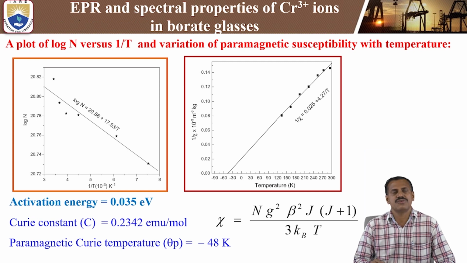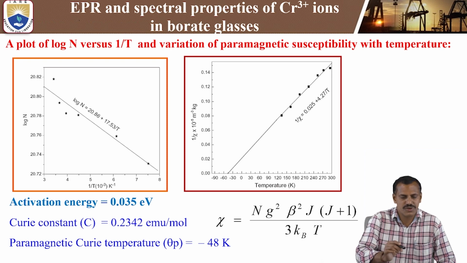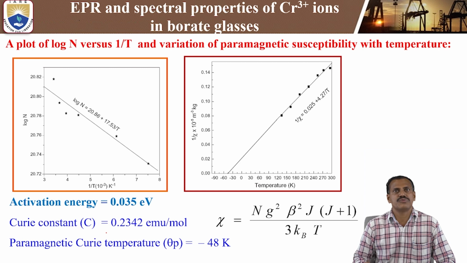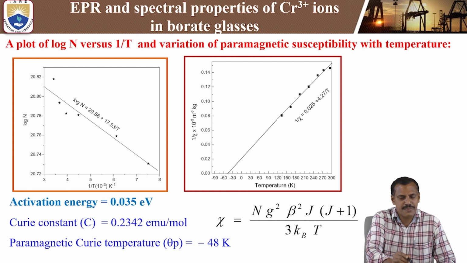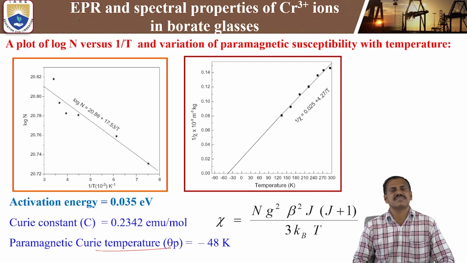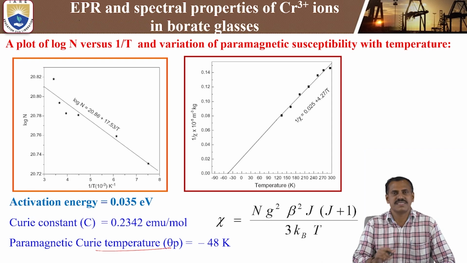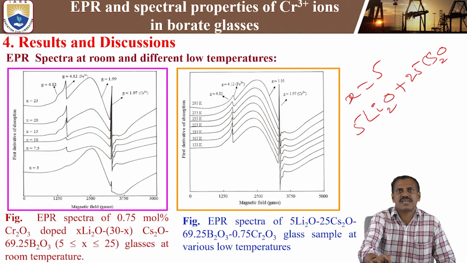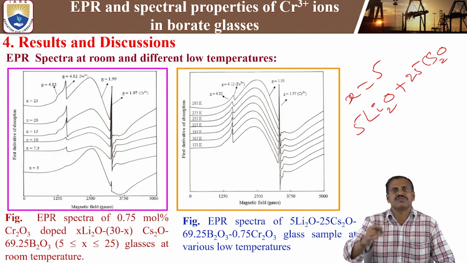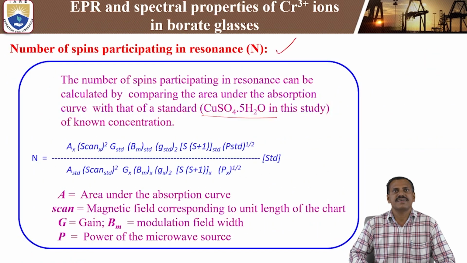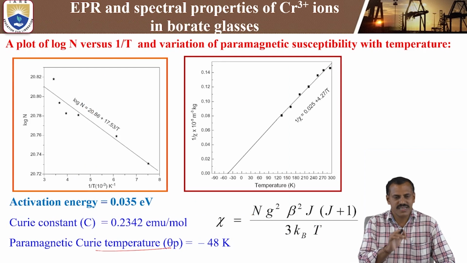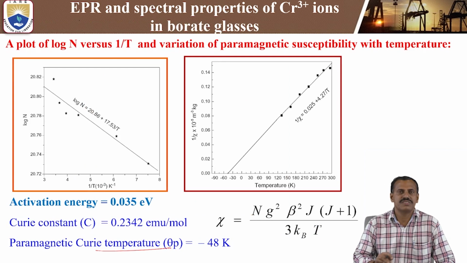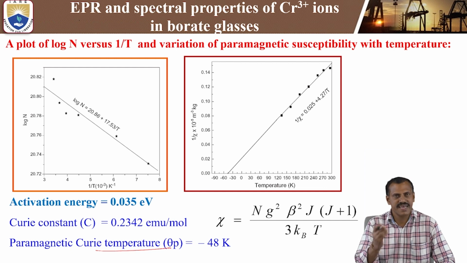Using the activation energy, we can also measure the Curie constant and the paramagnetic Curie temperature. See here, the Curie constant C equals 0.2342 emu per mole. The paramagnetic Curie temperature theta_P equals minus 48 Kelvin. By this low temperature analysis, we are getting the ESR signal at low temperature. In this spectra, we are getting different kinds of resonance signals at low temperature. Using this resonance signal, we plot resonance versus 1/T. Using this plot, we get the activation energy, Curie constant, and paramagnetic Curie temperature.